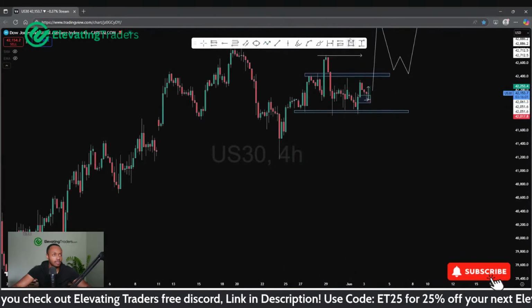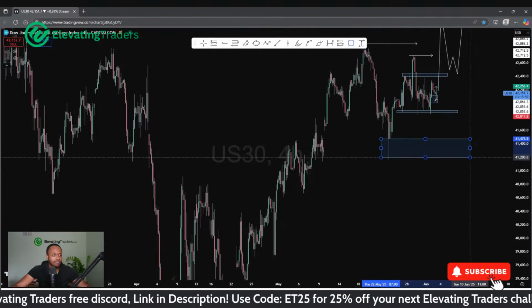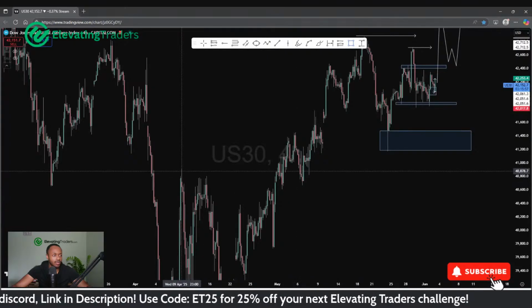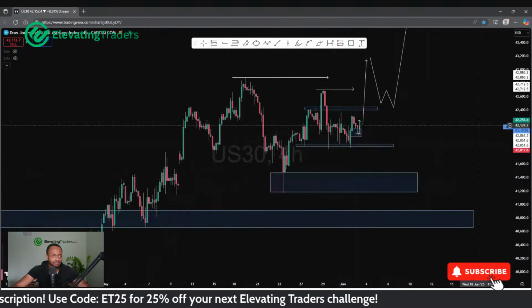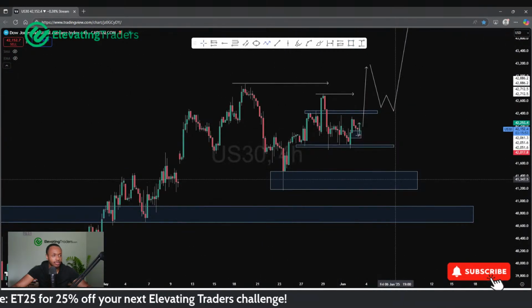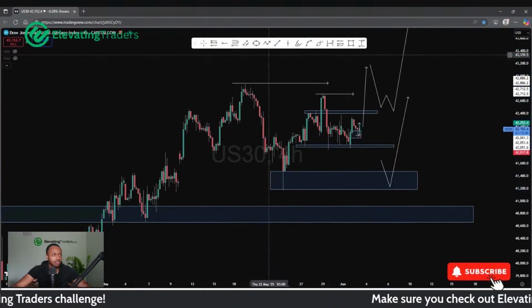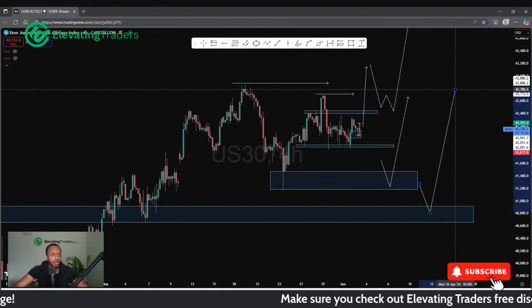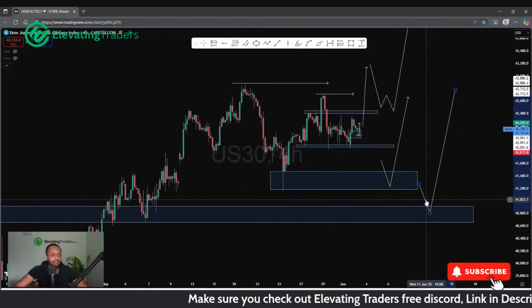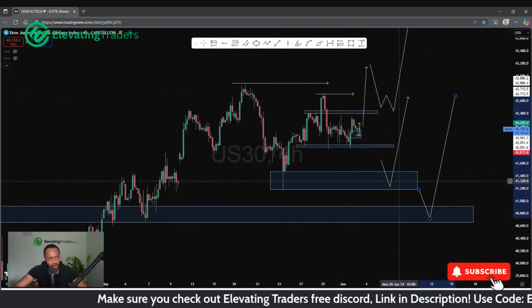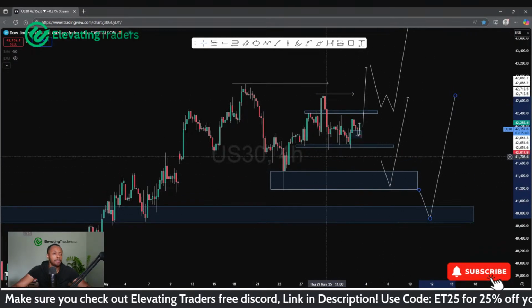I also still like the buys down here too, even if we spike into this zone here as well. Even if we were to sell off into these areas, I think that's still a great place for a buy. Even into this zone, I still think that's a great place for a buy. Basically looking at a deeper correction and trying to capitalize on the higher low.